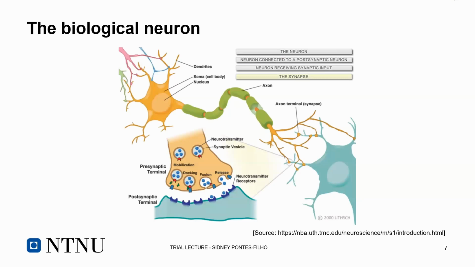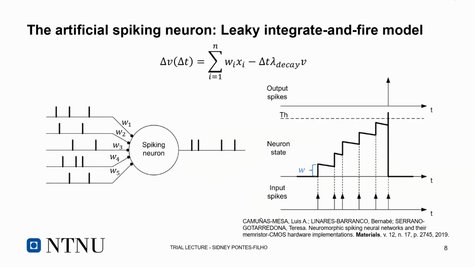This is a zoom in, and to understand a bit how this process happens in the neuron, I'm going to explain the artificial spiking neuron. It gives kind of a very abstract model of how this works. This model is called the leaky integrate-and-fire model. Here is our spiking neuron, on the left side. It receives spikes and really sends spikes as well. But how are those spikes generated by a spiking neuron?